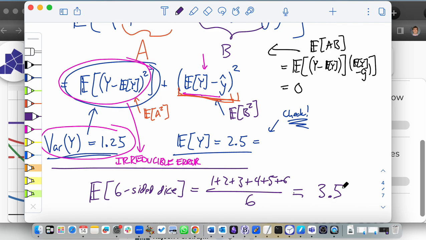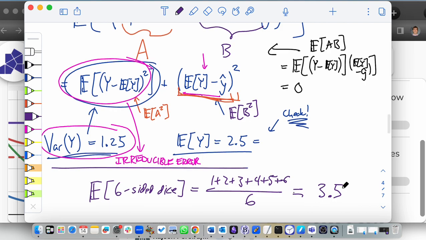This is why variance is what it is. Like the people who invented variance didn't just make it up. They saw this thing appearing in their calculations over and over again. And they're like, this is really annoying to write. Let's give it a shorter name. Okay, so this is the variance.